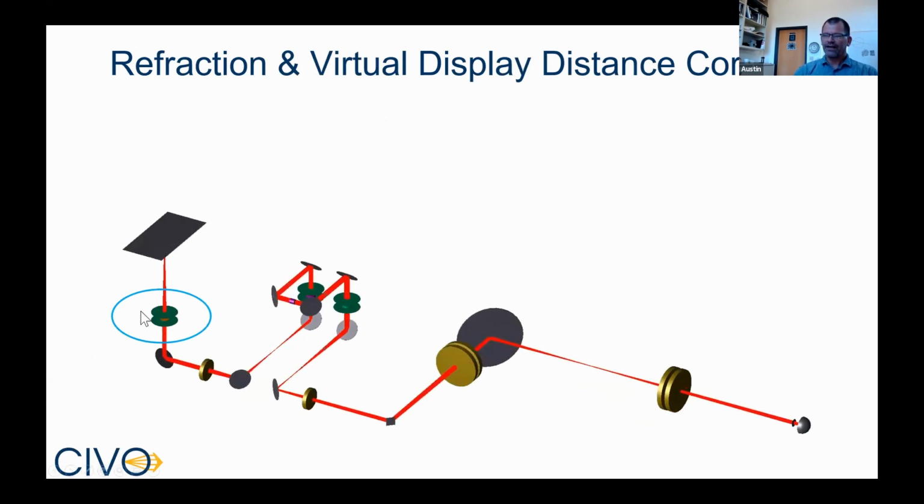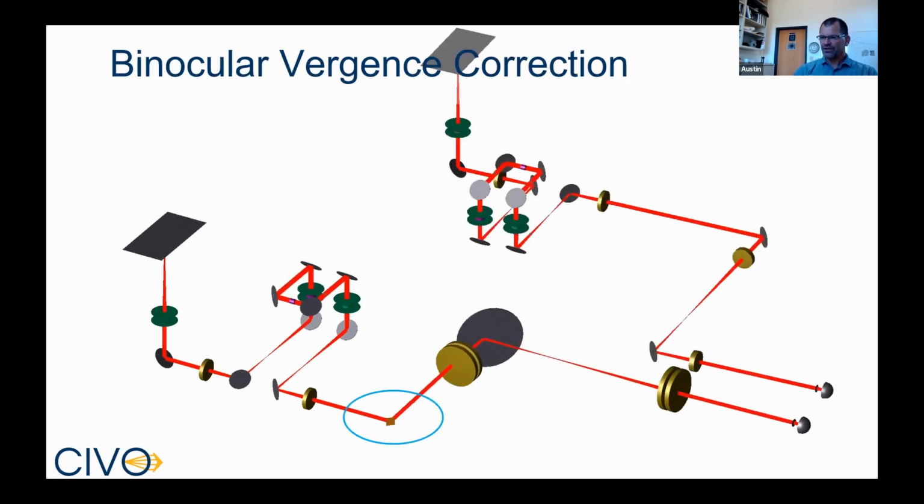So just looking at one eye here, there's a focus tunable lens. It's an Optotune lens that we can adjust to correct for the refraction of the individual and adjust the virtual display distance that the subject would see. There's a binocular vergence correction using a tip-tilt mirror conjugate to the pupil plane here that can change the apparent direction of the display in the left eye only. So as we adjust the distance of the object, we can also make the binocular vergence compatible with the viewing distance, or not. We can adjust them independently.